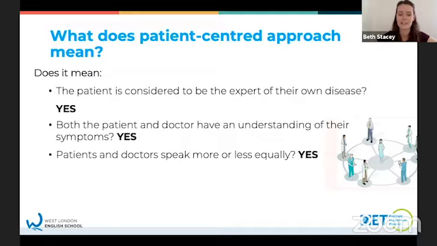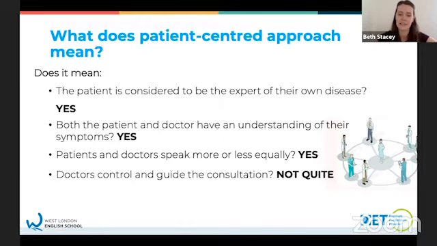Now, patients and doctors speak more or less equally. Yes, this is true. Just because you are in a speaking exam doesn't mean that you're not also being assessed on your listening. Part of the marking criteria for speaking is that you're also listening and responding to the interlocutor. It's not just about you speaking and showing off how wonderful your English is, which I'm sure it is. It's about having that balance, still listening and responding.